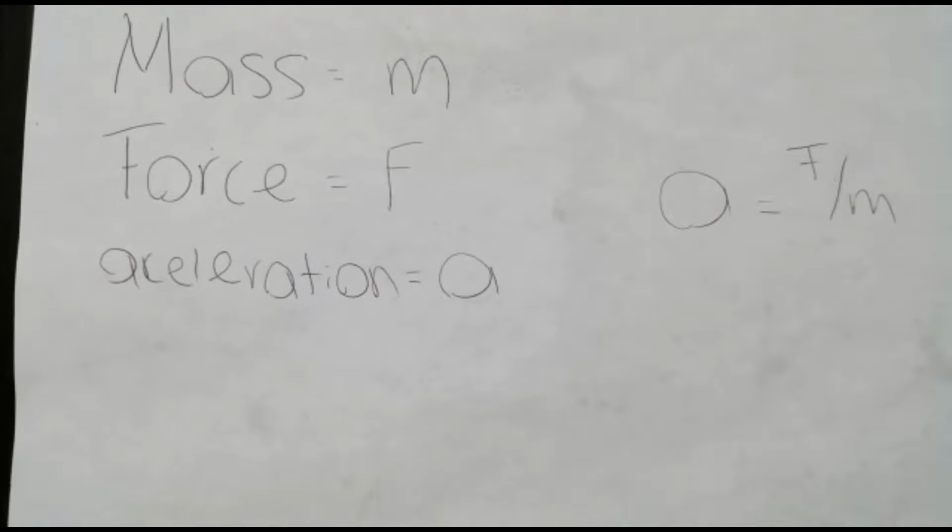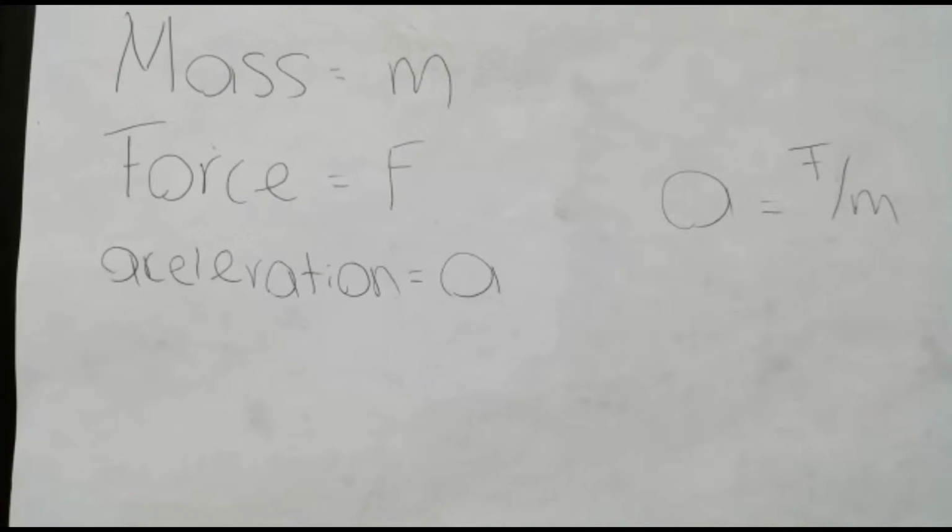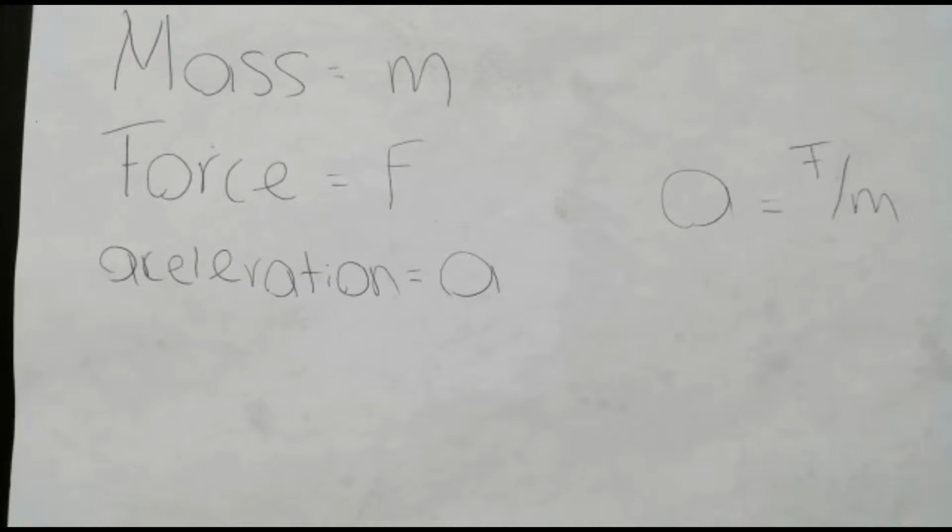Well, now we have the mathematical form. In it, we have the acceleration that acquires a body of mass under the action of a force. It is directly proportional to the force and inversely proportional to the mass. And then we have the mass equal to m, force equal to F, and acceleration equal to a. And the formula is a equals F over m.